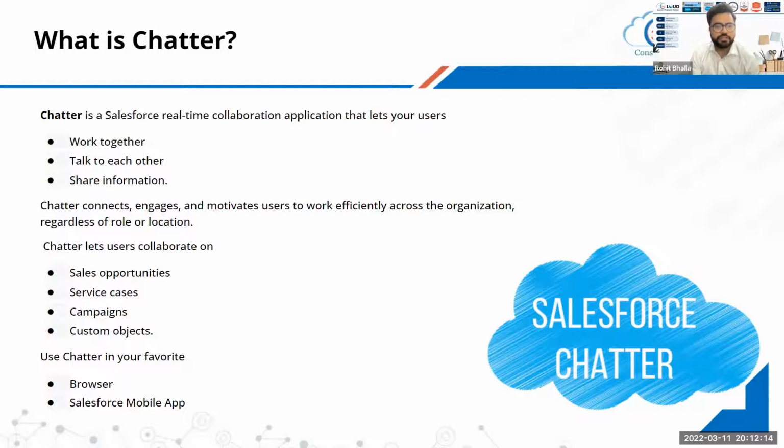Chatter lets users collaborate on sales opportunities. If you're working on a deal, it helps you communicate, share opinions, ask for opinions, and ask questions to the team. It also works for service cases. We can talk about a particular case or ticket raised by the customer if they have any concerns. We can connect together and discuss it, and we can create a separate group where we can talk.